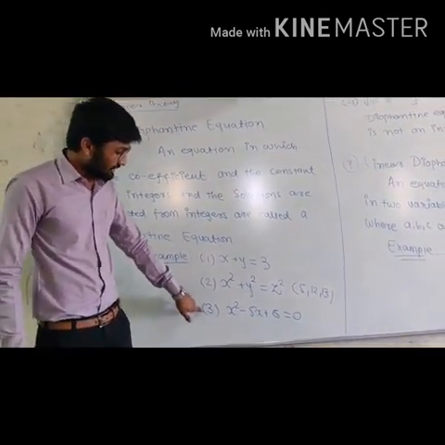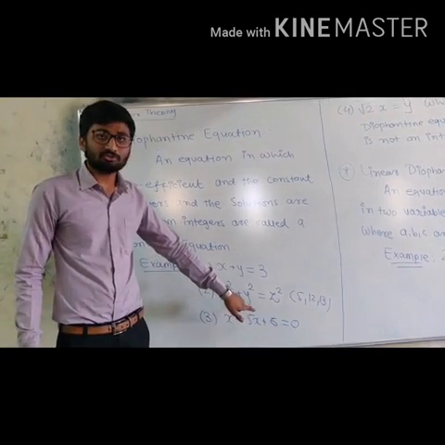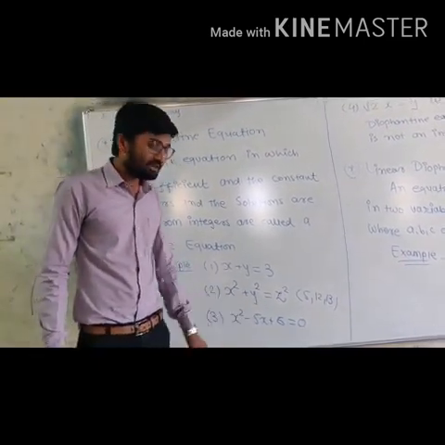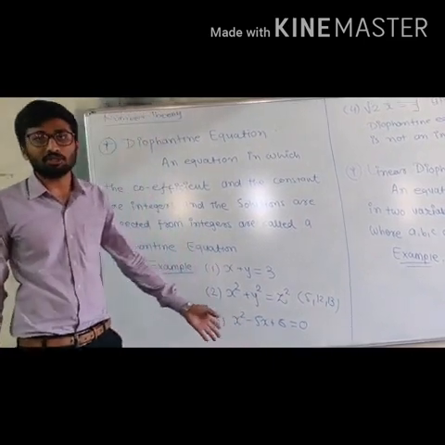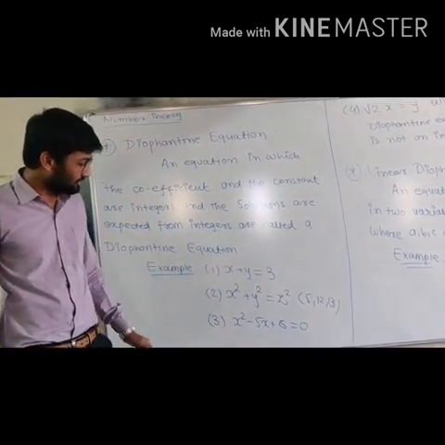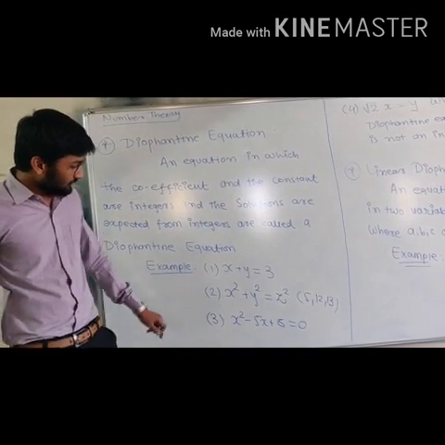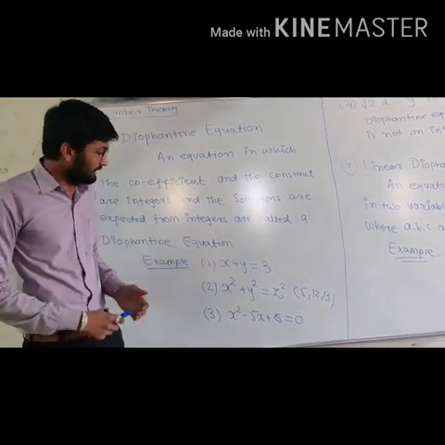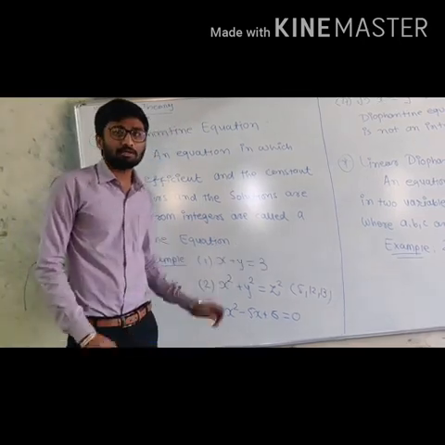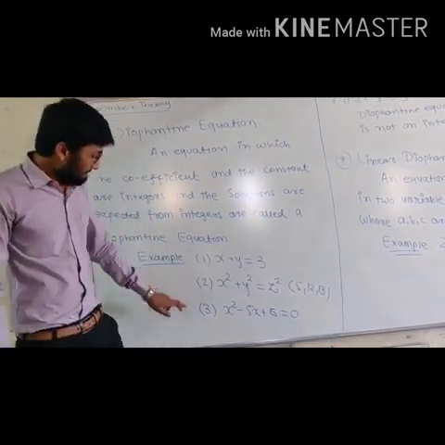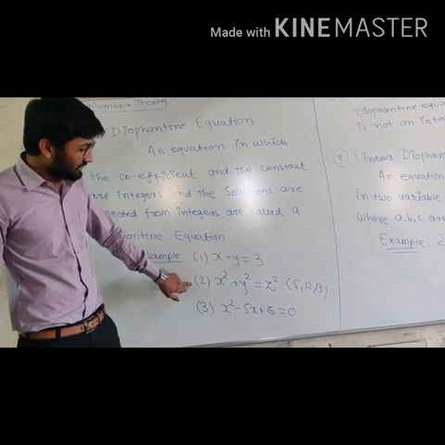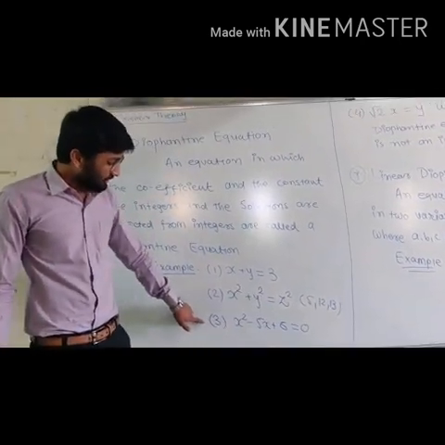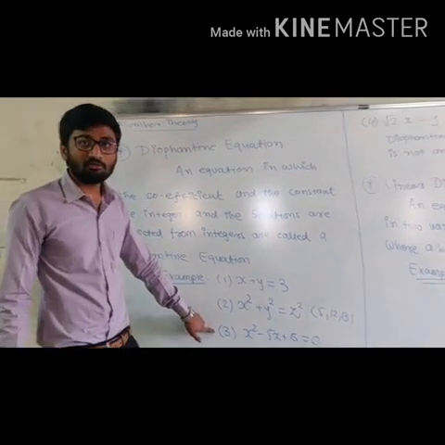And the third example, x square minus 5x plus 6 equal to 0, is also a Diophantine equation. Coefficients are integers, and the solutions are 2 and 3, which are also integers. So the first is a Diophantine equation with two variables, and clearly there is no power of x and y. That means only power one. The second example is a Diophantine equation with three variables, x, y, and z. And the third is an example of a Diophantine equation in one variable.